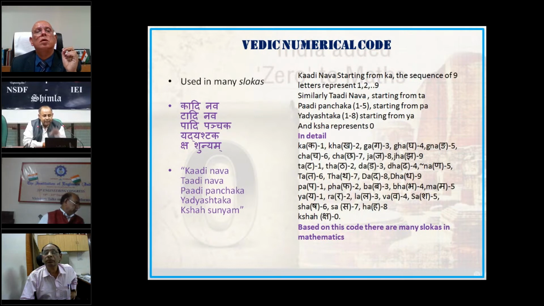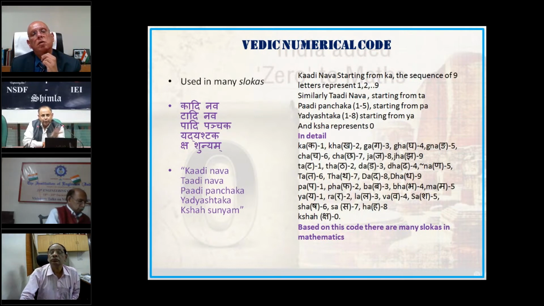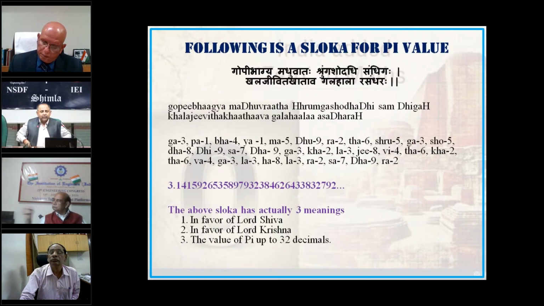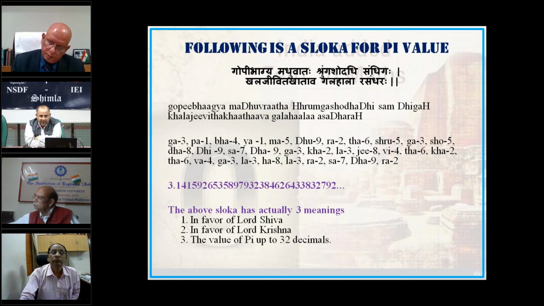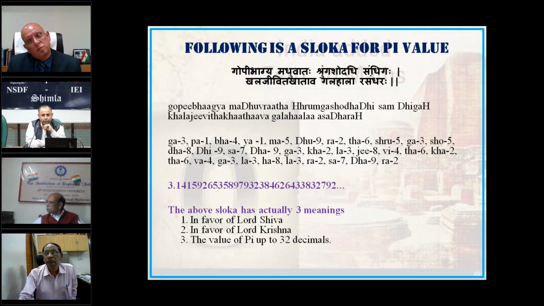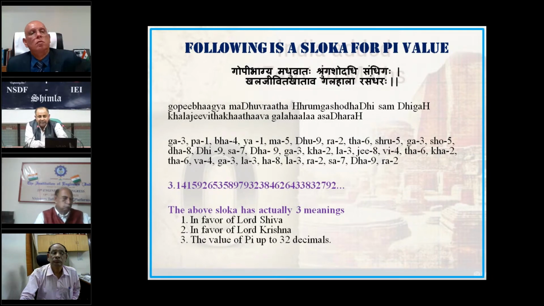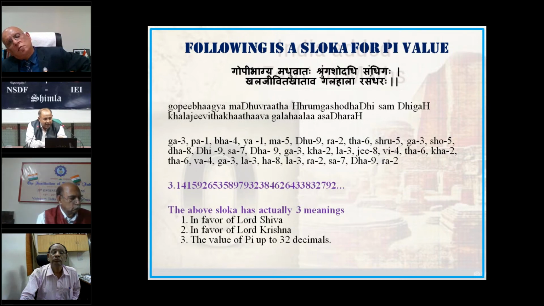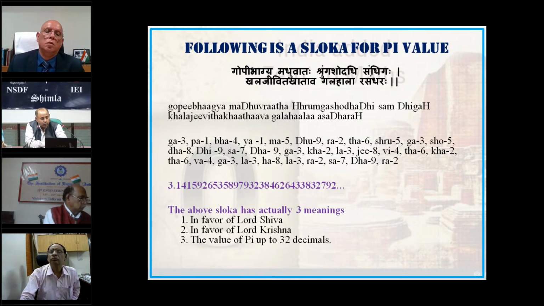Yeah. So this is the Vedic number code, sir. I am telling you that one number has been assigned to all the letters. And on the basis of this, I will tell you certain shlokas that have been mentioned in religious scripts. And they are so useful. See, I will show you this thing. This is one of the shlokas mentioned in the Gopi Geet of the Bhagavata. Somebody has written a treatise on the Bhagavata. This shloka is mentioned. Gopi Bhagya Madhuvrat Shringisho Dadhi Sandhiga, Khal Jivita Khatava Gala Hala Rasandhara. See, from the first letter onwards, assign the value. Ga means 3, Pa means 1, Bha means 4, Ya means 1. So this means 3.14159 value of pi up to 32 places of decimals.